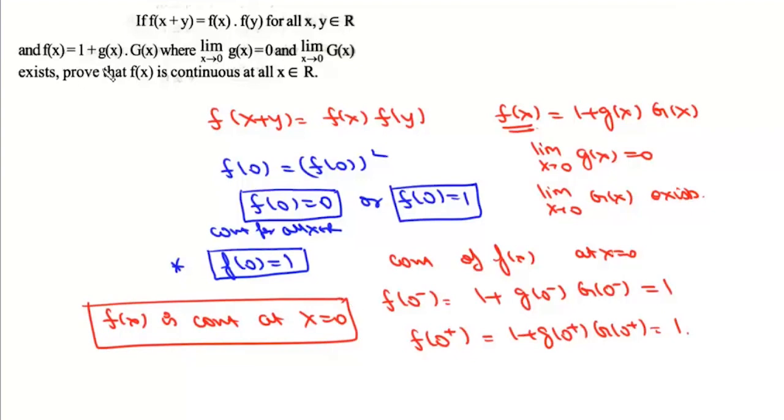Now if f(x) is 0, then this limit cannot be 0. So we have to discard this possibility f(0) equals 0. So the only condition that remains here is value of f(0) must be 1. Now, once we know that f is continuous at 0, that is f(h) equals f(-h), and it is equal to f(0), which is 1. We have to prove that it is continuous for all x belongs to R.